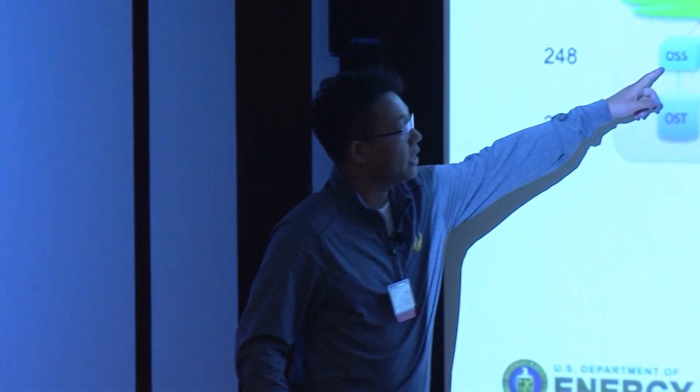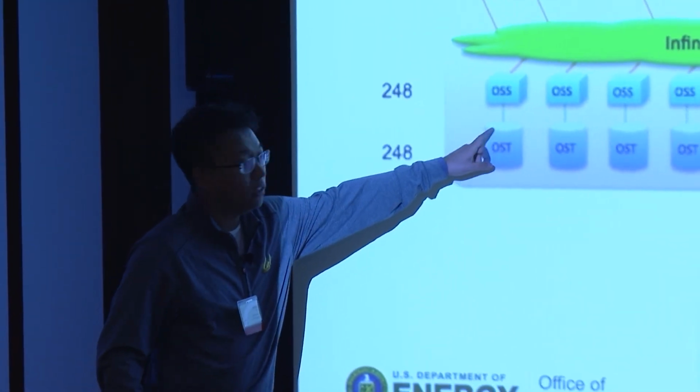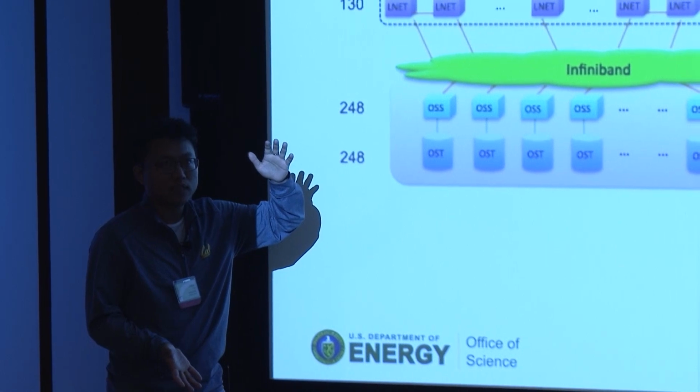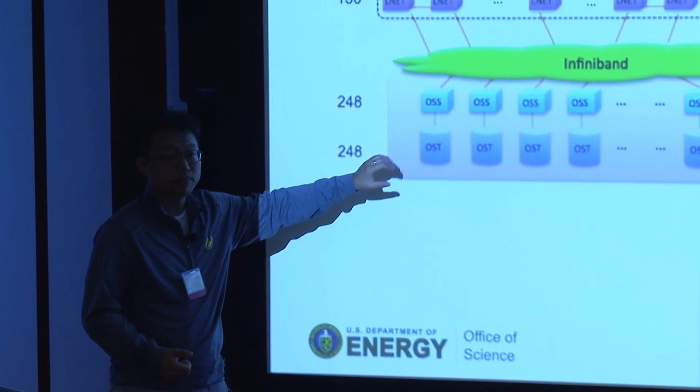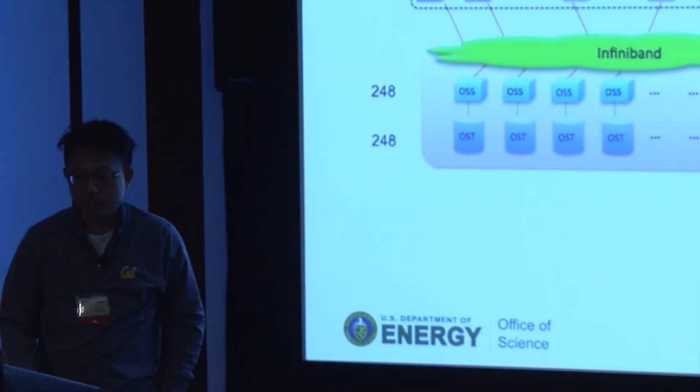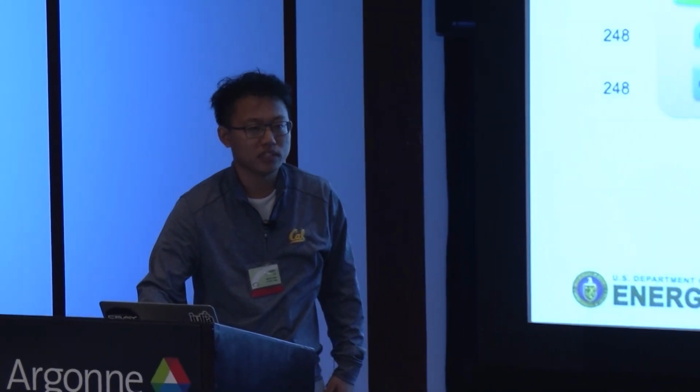What do you mean by OST? Oh, that's a good question. I think here it is. This is the OST, object storage target, and this is the object storage server. So basically one OST consists of a lot of disks. That's a concept, a term used frequently in the Lustre file system.